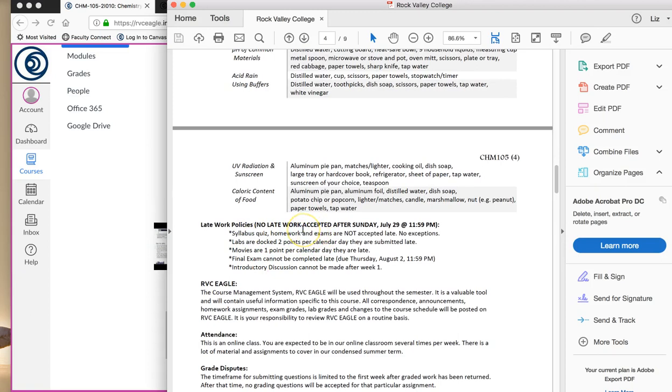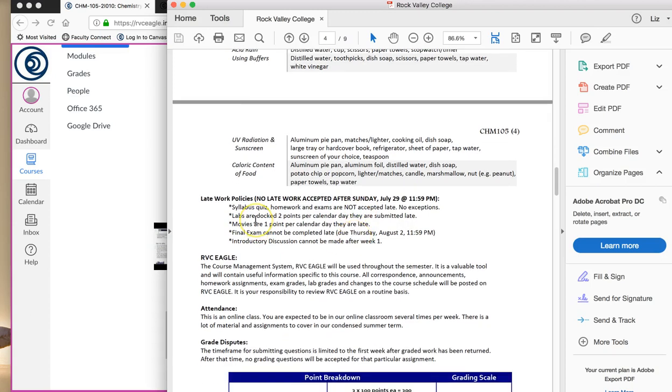Here's a summary of my late work class policies. First of all, nothing is accepted after July 29th. That's the cutoff for late work. Your syllabus quiz, homework, and exams are not accepted late. No exceptions to that, period. Your labs are accepted late, but 2 points per calendar day. And again, if I have to kick a lab back to you for being incomplete in terms of the picture requirement, your late points will apply.